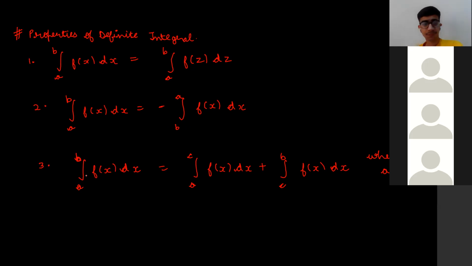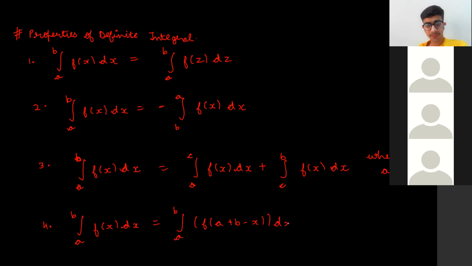let's write one more property, that integration a to b f of x dx is same as integration a to b f of a plus b minus x dx. Let's see the proof of this. What we have written is integration a to b f of x dx is equal to integration a to b f of a plus b minus x dx.